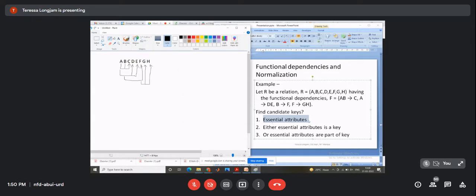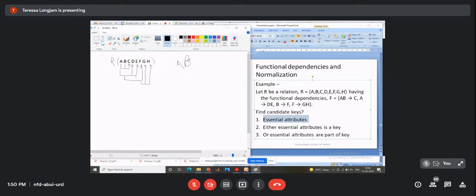Now, what is going to be the essential attributes? The essential attributes for a candidate key are the attributes which cannot be determined from any of the attributes. That means which are not pointed to by the arrows, which means there is no incoming edge for these particular dependencies. Which is going to be the essential attribute in the given relation? AB. AB is going to be the essential attribute.